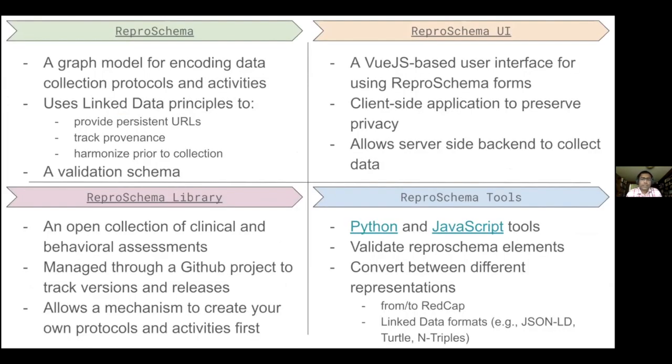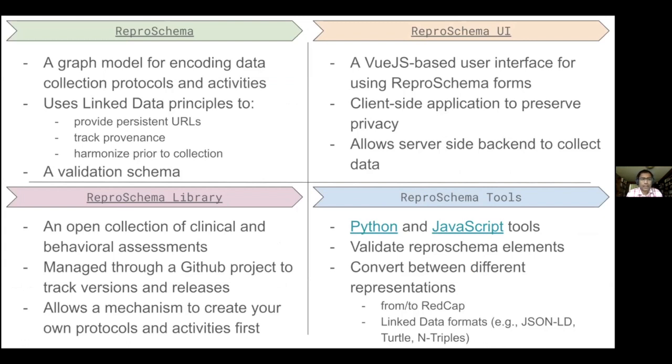So this brings us to the four components of the ReproSchema project, and I'll go over each one of them. I'll start with the ReproSchema. This is the core thing that defines what the data model is. We look at it as a graph model that encodes information about data collection protocols and activities. A protocol is like an experimental protocol or a study, and activities are individual assessments that you might use in a study.